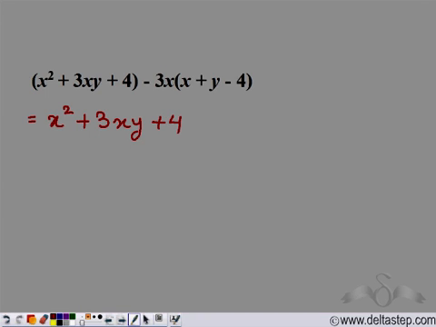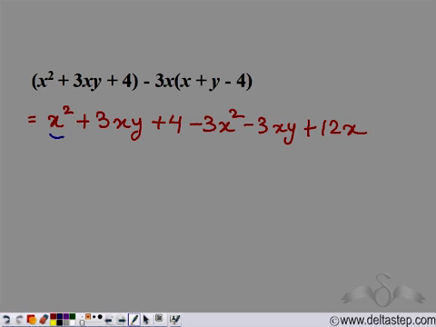minus 3x into x gives us minus 3x square. Minus 3x into y gives us minus 3xy. Minus 3x into negative 4 gives us plus 12x. So this is what we have. Now, let us see whether we have any like terms.